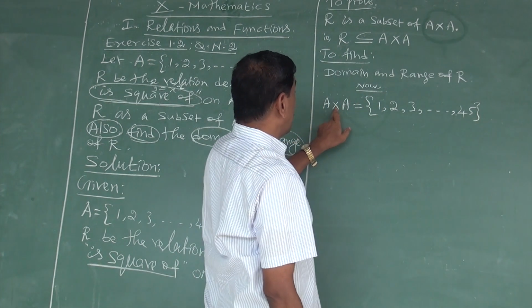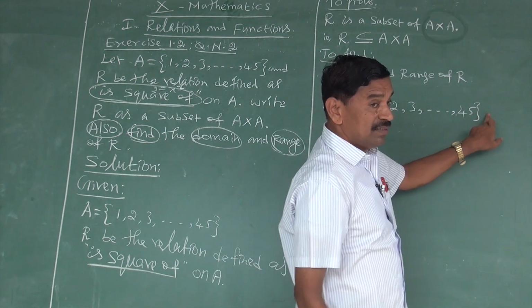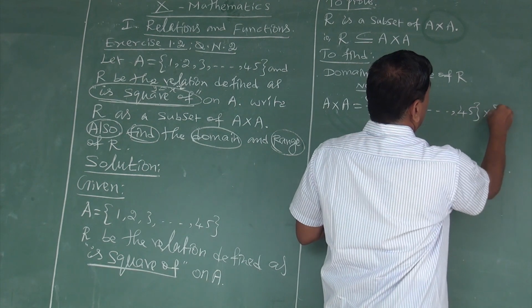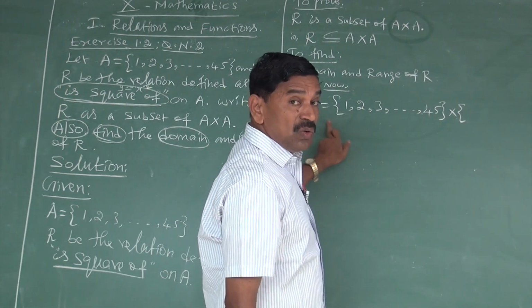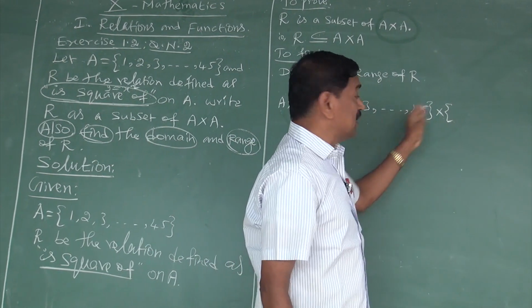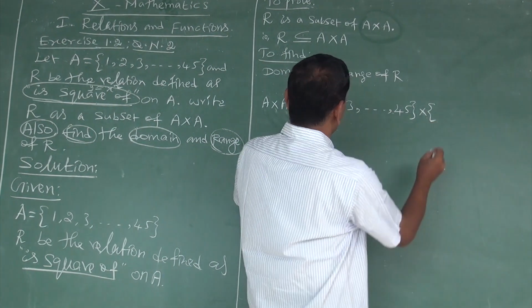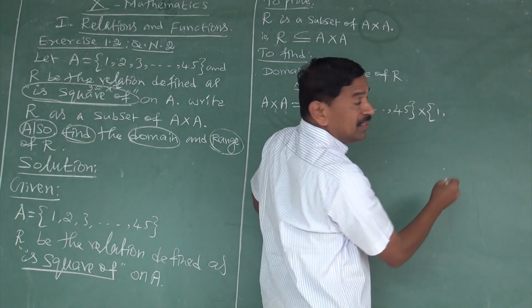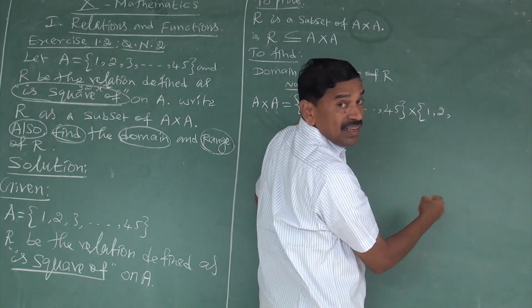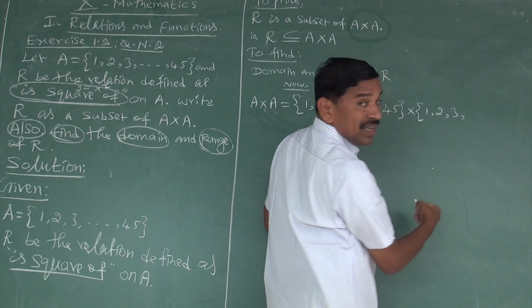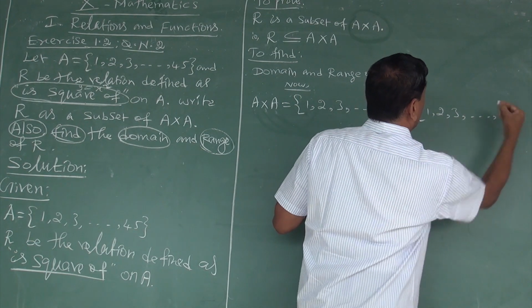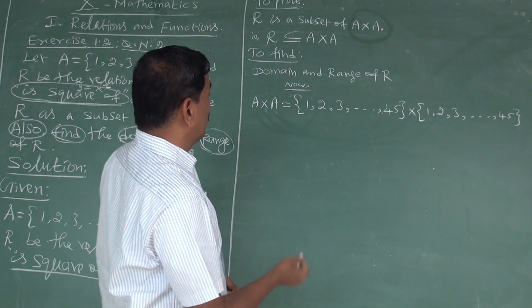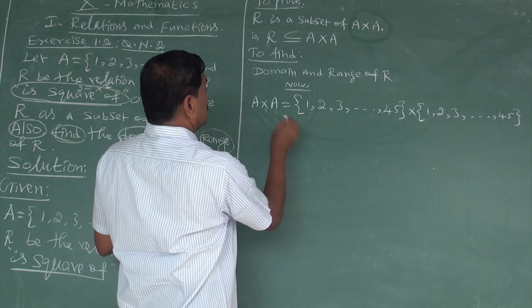etc., 45. Good. What is the middle operation? Cross, yes, cross. What is the second set? The second set is also A. That means the same thing we write: 1, 2, 3, etc., 45. Complete the flower bracket. Now, that is A cross A.